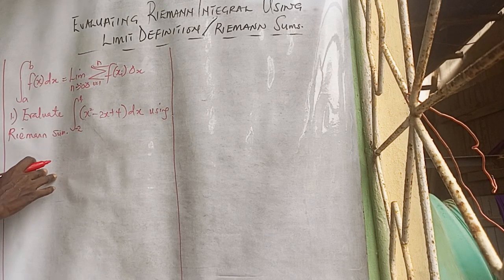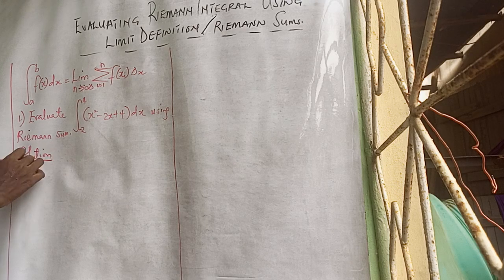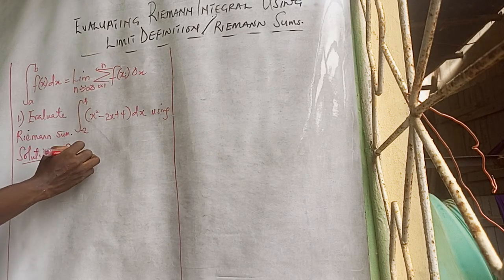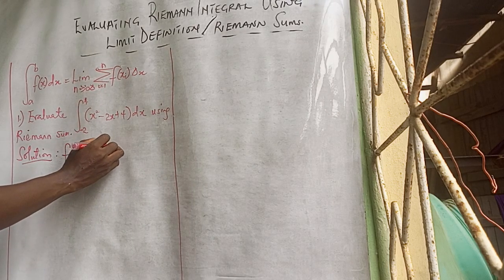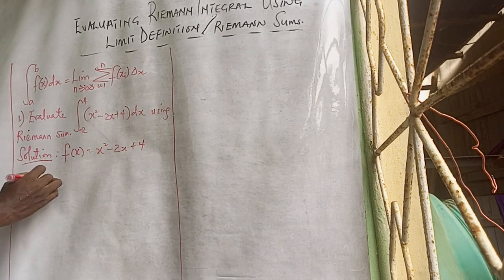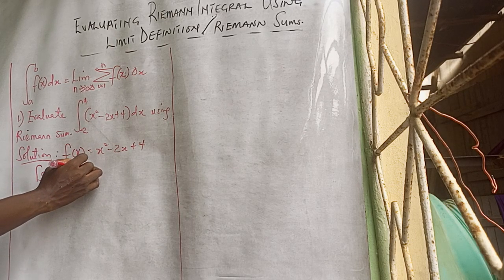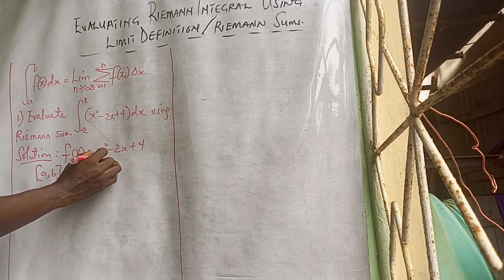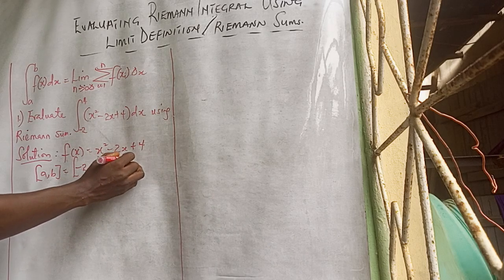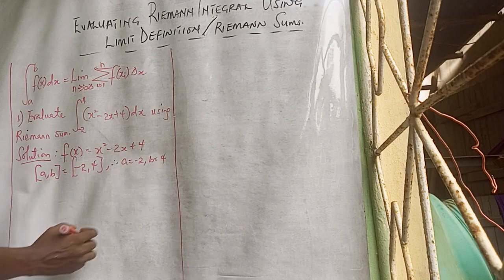From this, what is the information that we have in the question? Our f of x is what? x squared minus 2x plus 4. Our interval [a, b] is what? The interval minus 2 to 4. That tells us that our a is minus 2 and our b is 4.